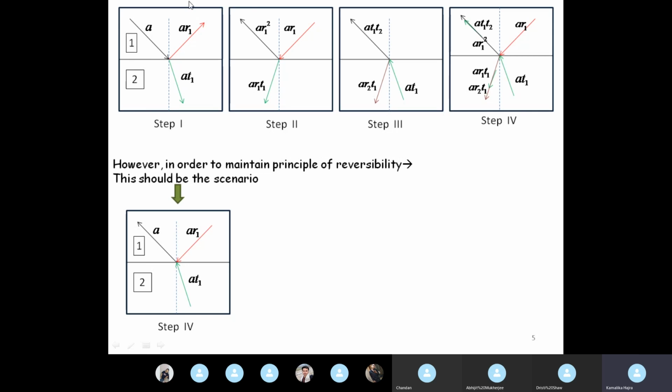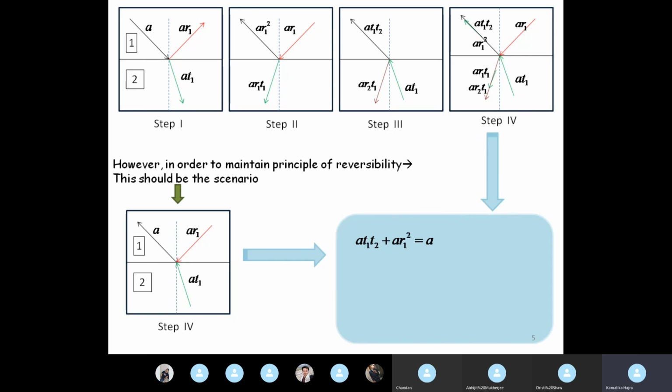If the original picture is this, then simply reversing the directions of this ray and this ray should produce this picture, if you are to believe in the principle of reversibility of light. So, applying the principle of reversibility, you should have the total amplitude of this ray over here, AT1 T2 plus AR1 squared, equal to the amplitude of this ray here.